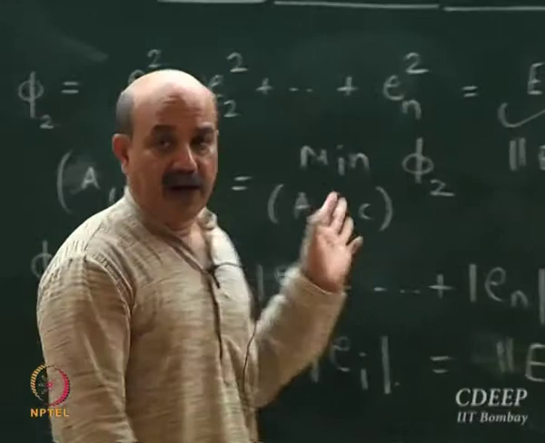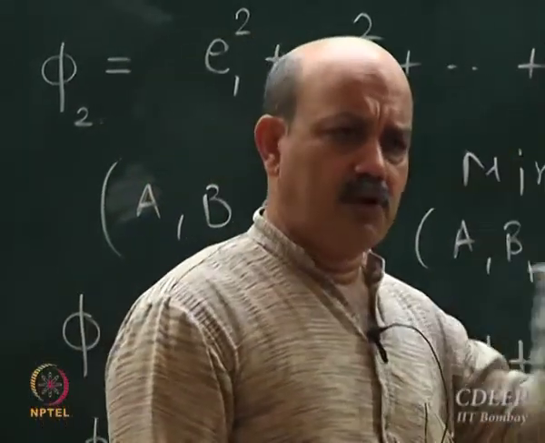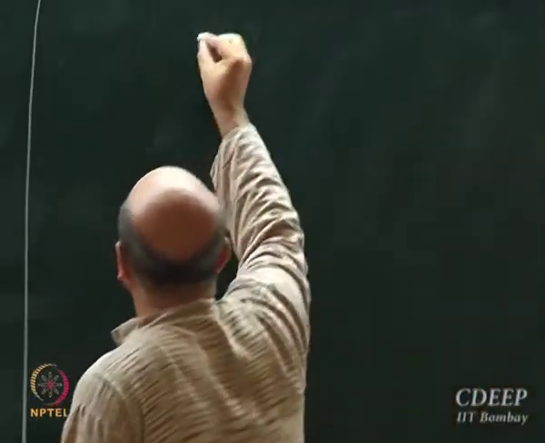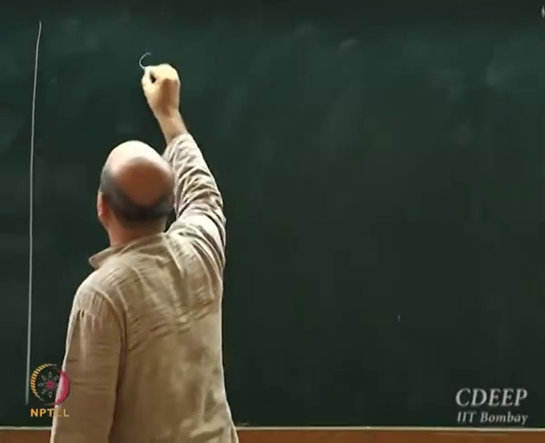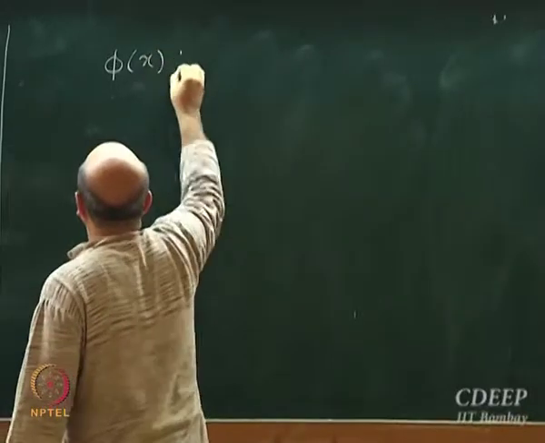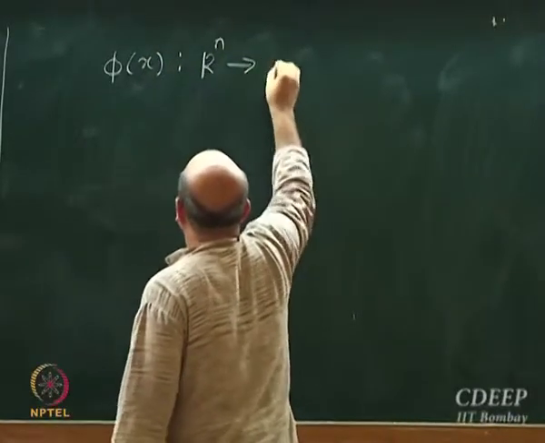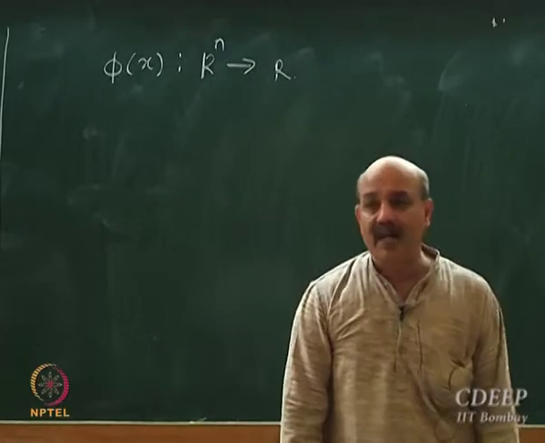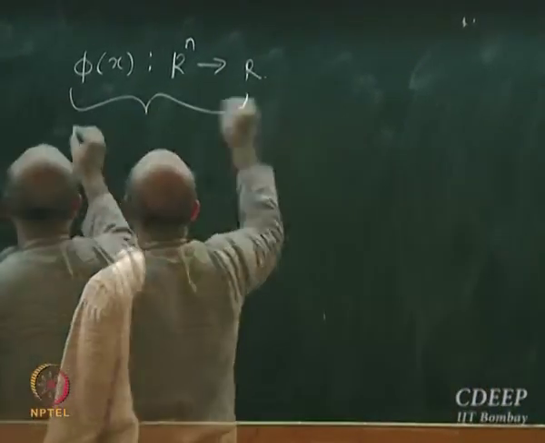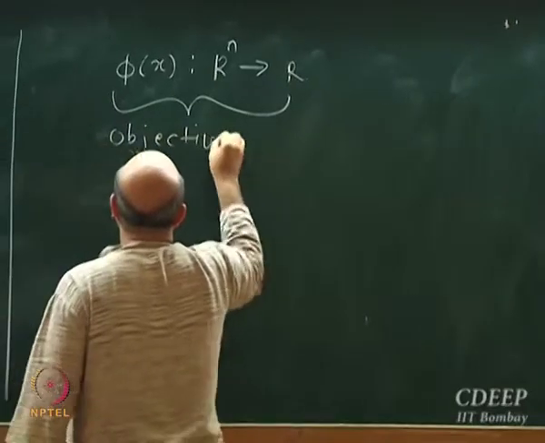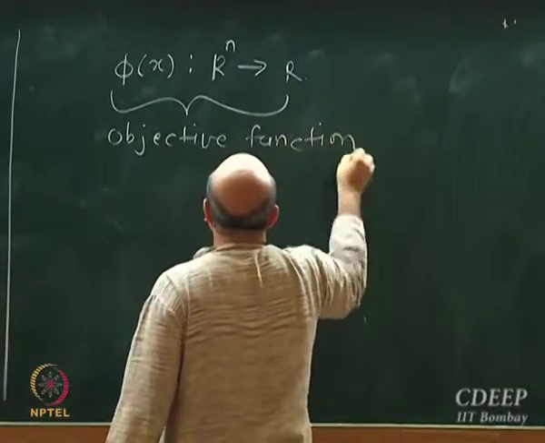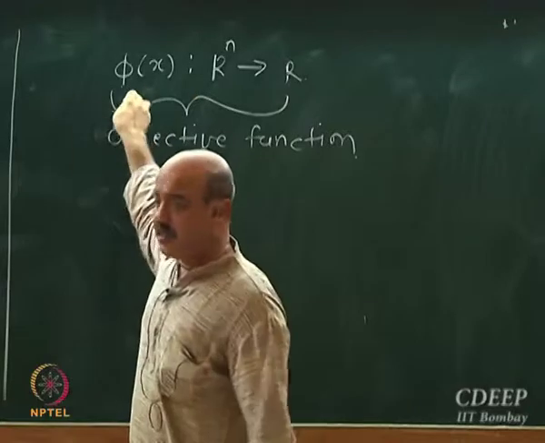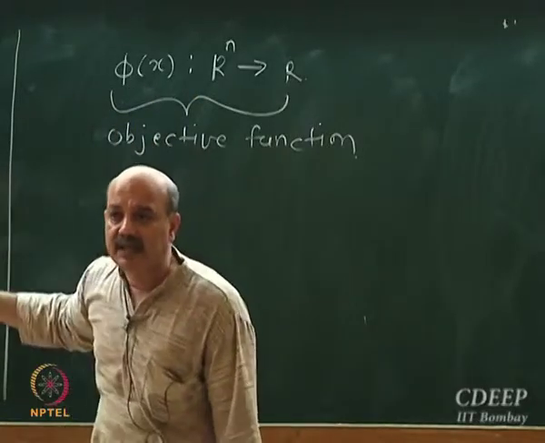I need not always define an objective which is coming through a norm. There could be other ways in some other problem. So in general, I am worried about minimizing a function, let's say phi x, from Rn to R. Phi x is a function from n dimensions to 1 dimension. So this is my objective function, some objective of a vector x. So x is a vector which is n dimensional. In this case, x is nothing but the error vector.